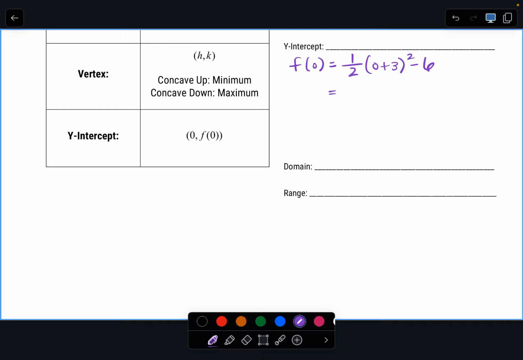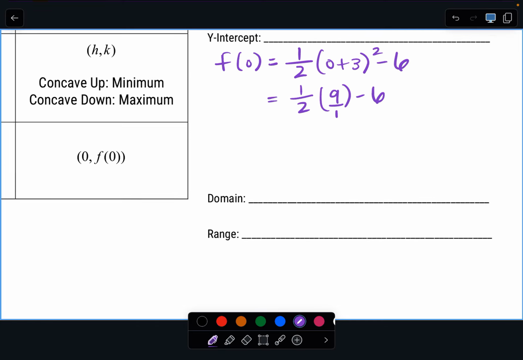3. And then the same idea that happened before, I'm going to do the parentheses first. Don't multiply the 3 times the 1/2 and then square. 3 squared is equal to 9. And so I have 1/2 of 9 minus 6. Now, don't be afraid of fractions. Remember, if you have a whole number, it's the same thing as it being that whole number over 1.